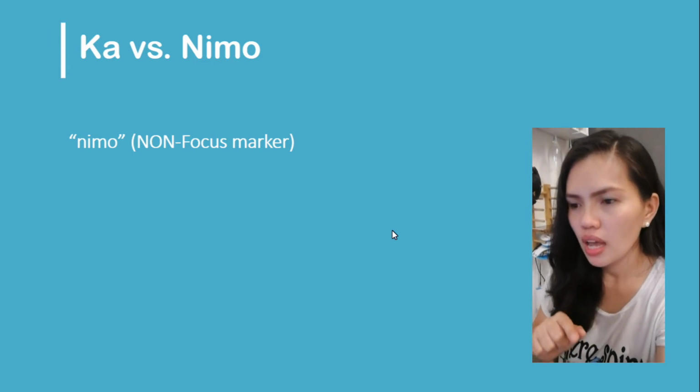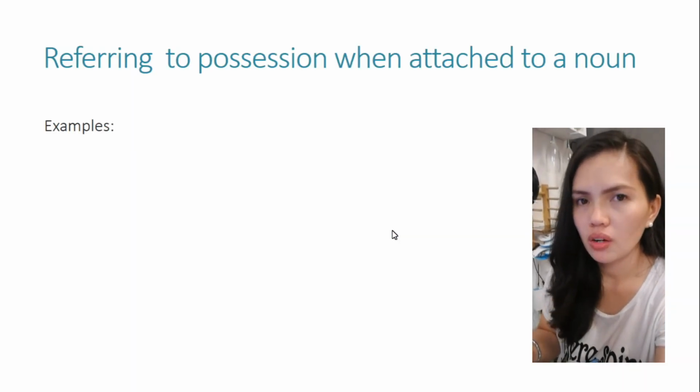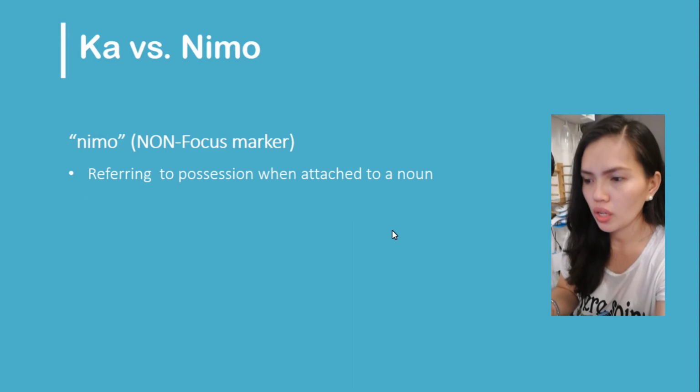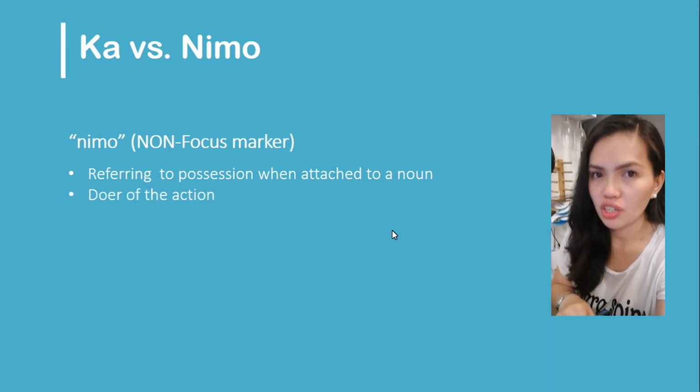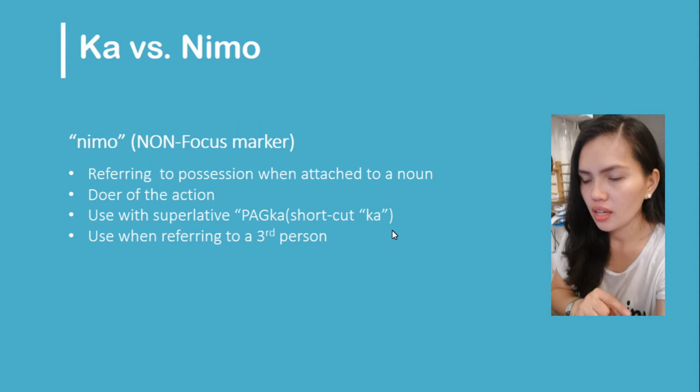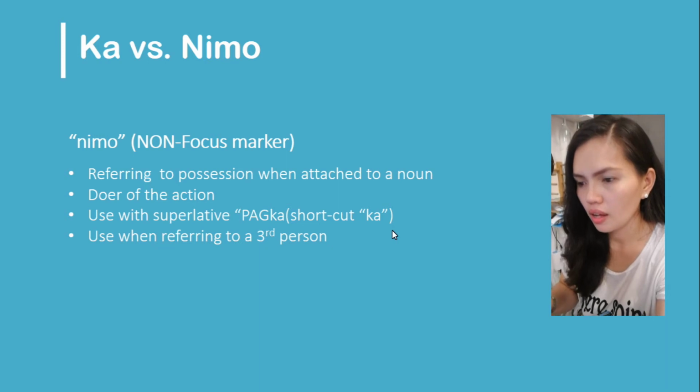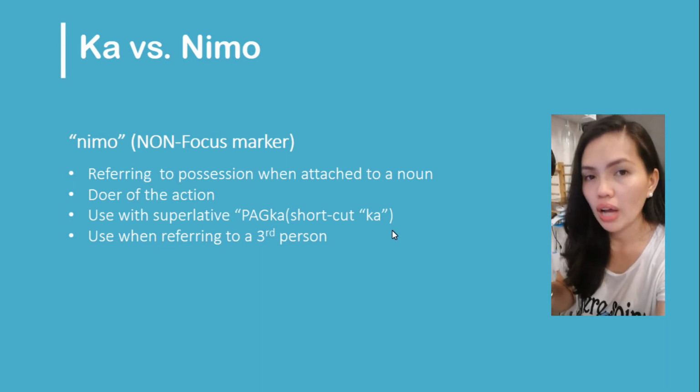Okay, nimo is a non-focus marker, okay? Referring to position when attached to a noun. So I'll give some examples on that just a few minutes from now. And then if the person is the doer of the action. And then next is use nimo when using a superlative pagka, which is a shortcut of ka.